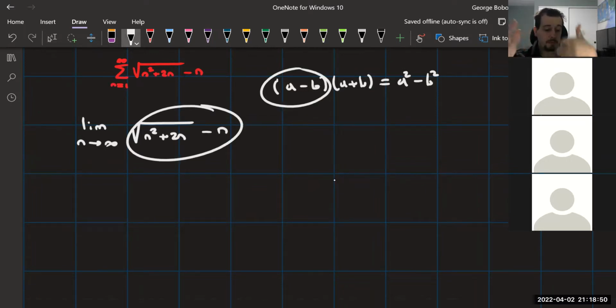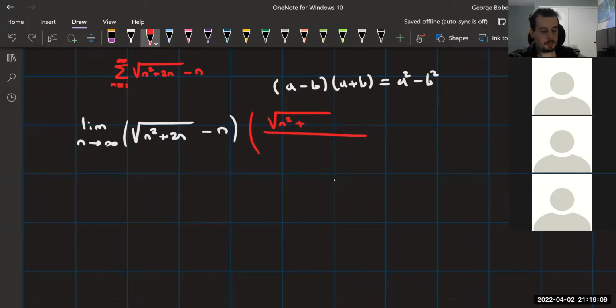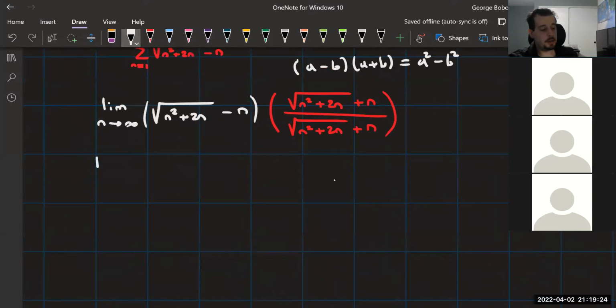So right now you have this. What should I multiply it by to induce a difference of squares, Grace? Root n squared minus 2n. You're close. Oh, root n squared plus 2n plus n. Plus n, okay. So I'm going to do the ratio here like this. I'm doing a ratio because, again, I want to basically multiply this whole thing by 1, because this didn't exist here before.